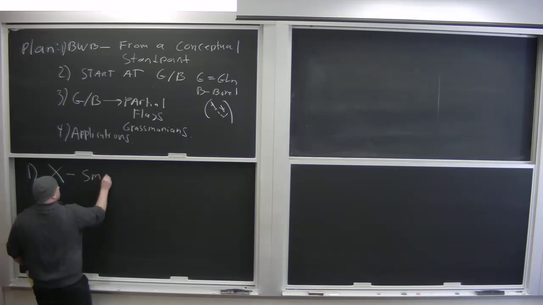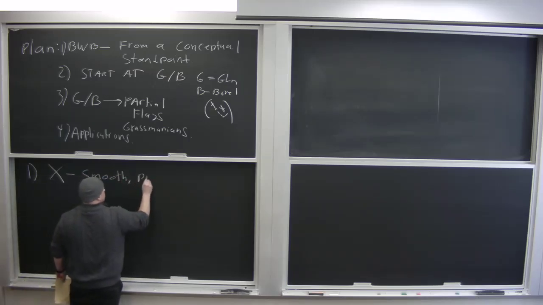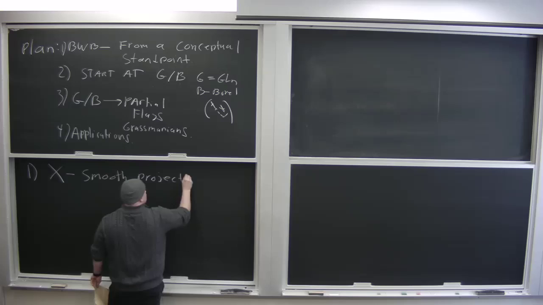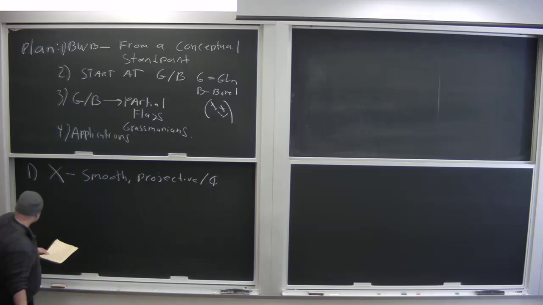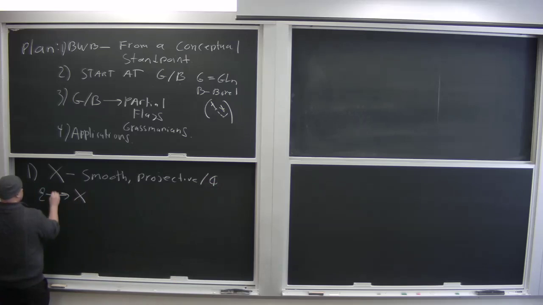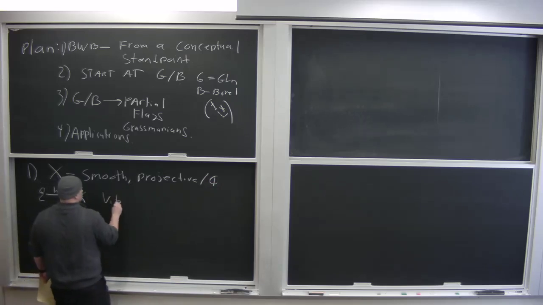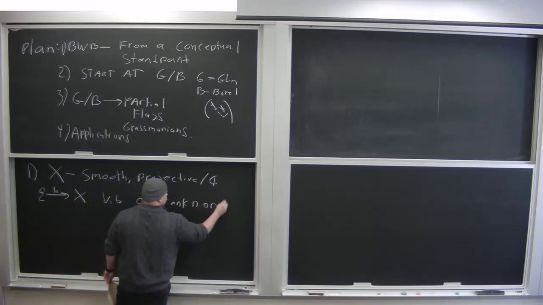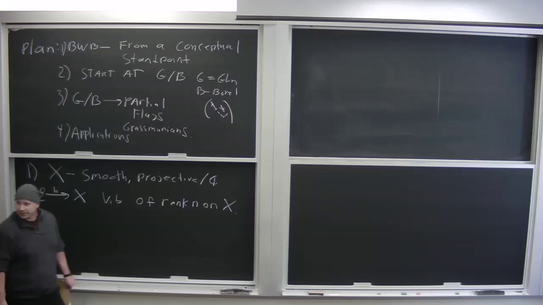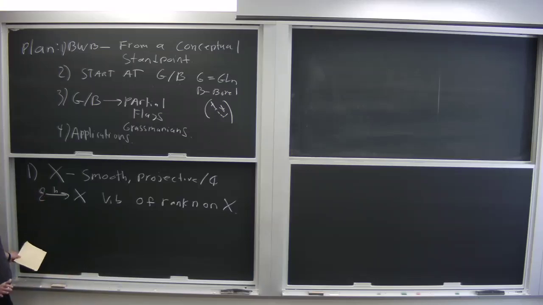So we'll start with X. This will be smooth, projective over C. Everything is going to be in characteristic 0. And I'll start with a vector bundle of rank n on X. So, okay, we've got a smooth projective variety. We've got a vector bundle of rank n on X.